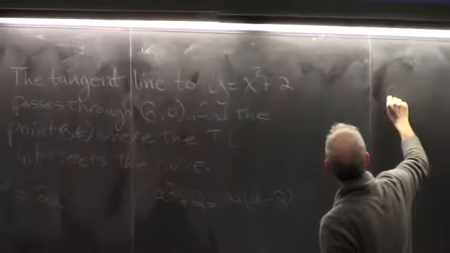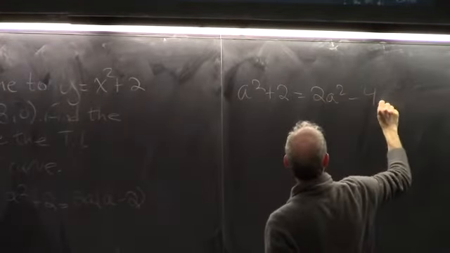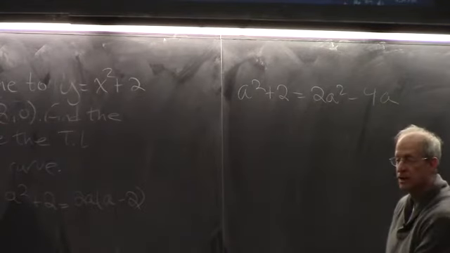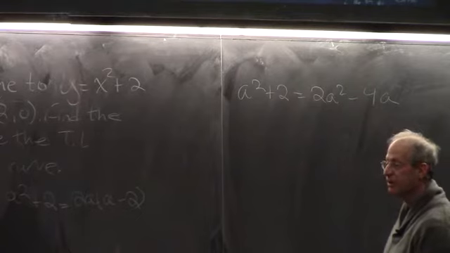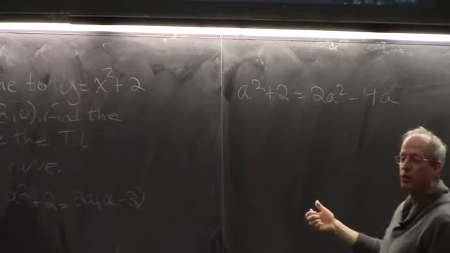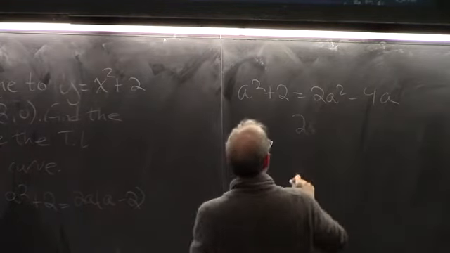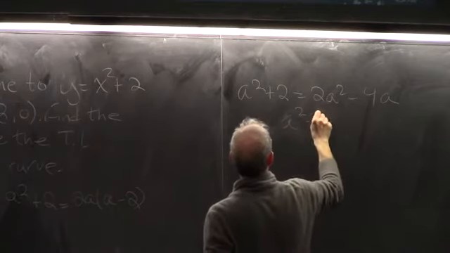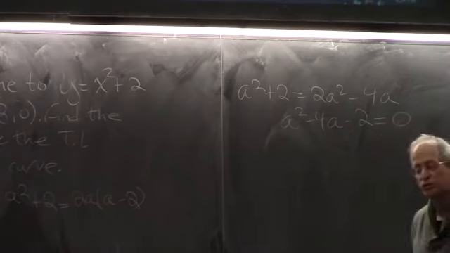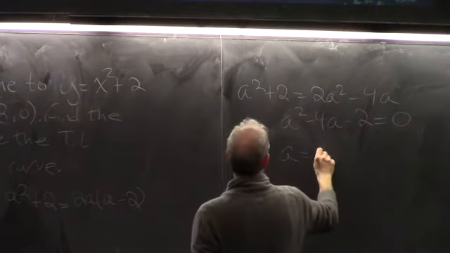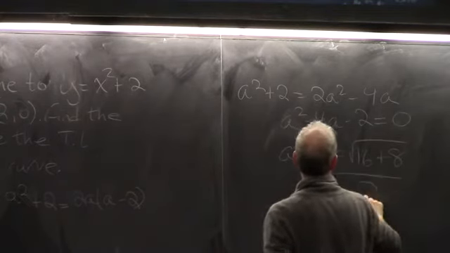I'll now work over here. So a squared plus 2 is 2a squared minus 4a. Okay? Mistake? No. I'm sure it doesn't factor. In order to make it work well, I have to actually think about the numbers for a little bit. So you simplify this, you get a squared minus 4a minus 2 is 0. And then you do the quadratic formula. A equals 4 plus or minus the square root, 16 plus 8 over 2.